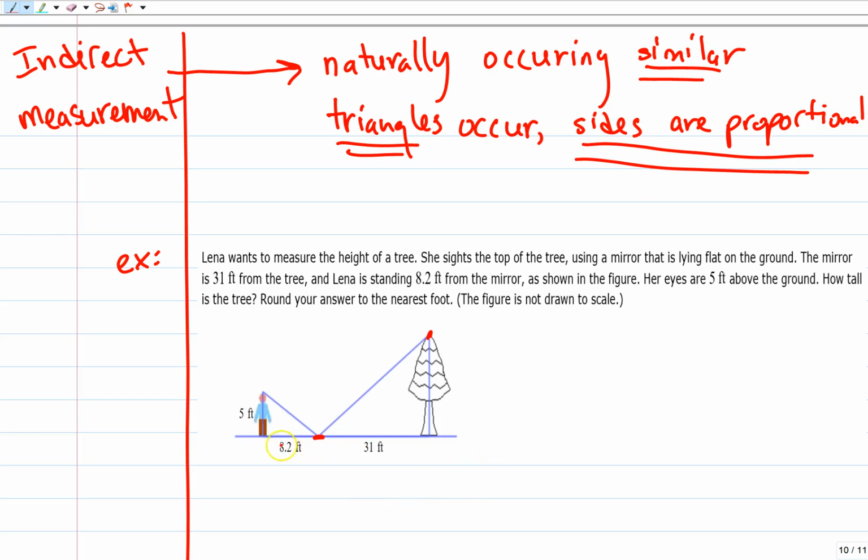Well, 5 over the height of the tree, h, is equal to 8.2 over the 31. We can solve for the height of the tree.